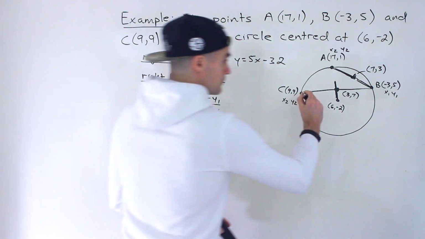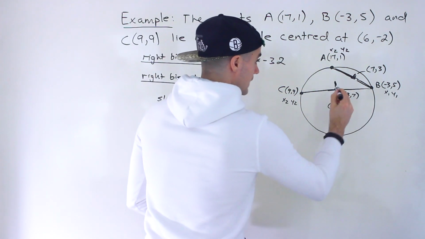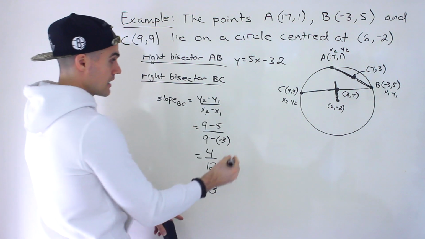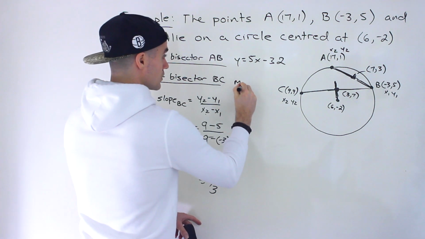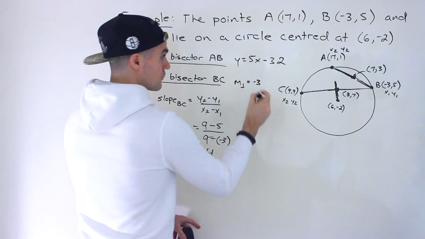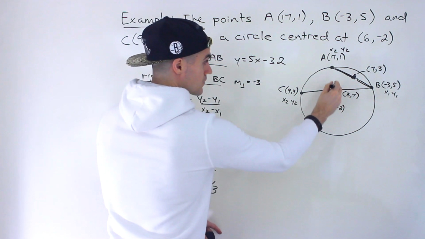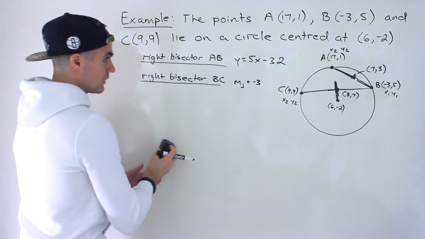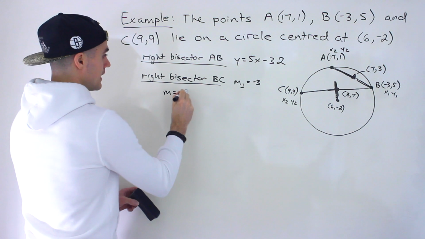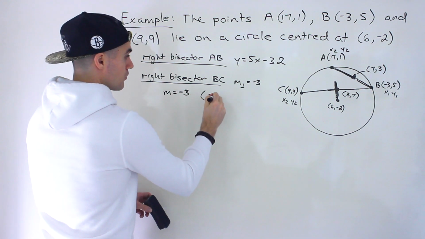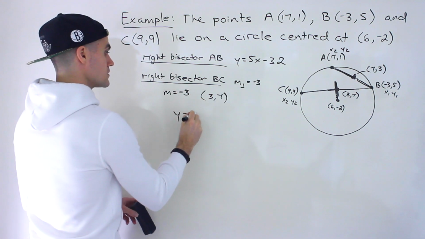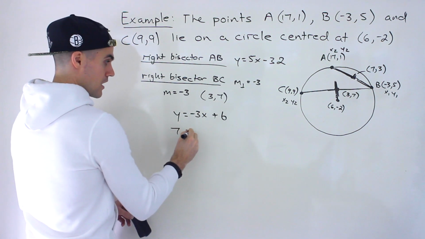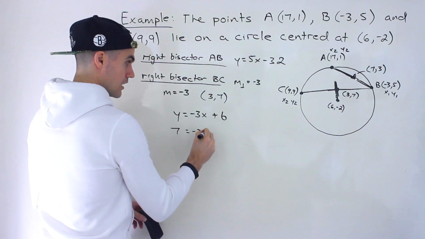So that's the slope of BC over here, but we want the negative reciprocal slope, the perpendicular slope, so we would flip this, change the sign, so the perpendicular slope would be negative 3. Okay, so this right bisector has a slope of negative 3. And then we would find the equation of the line with a slope of negative 3 going through the point 3 and 7. So we would have y equals negative 3x plus b. Plug in 7 for y, plug in 3 for x.